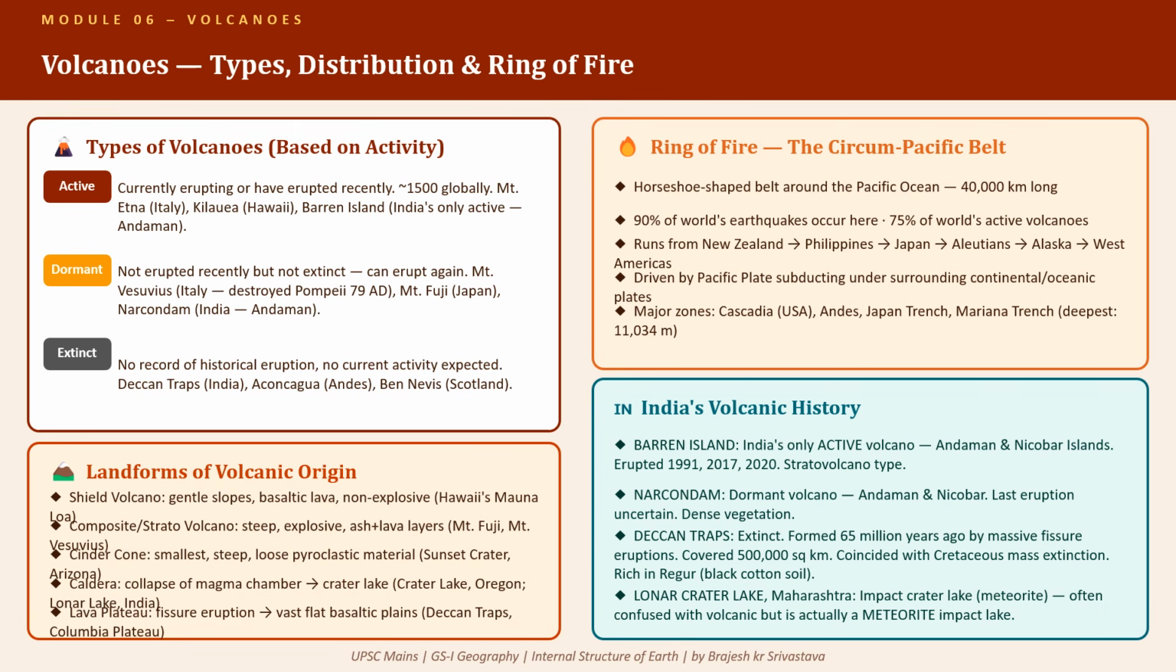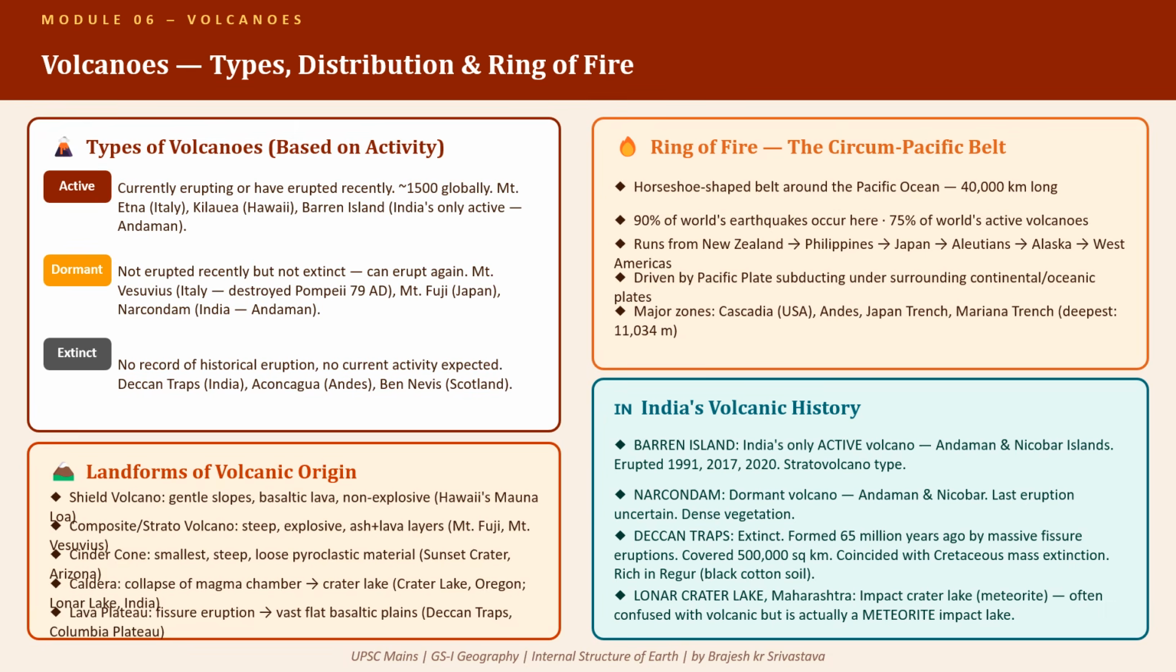The Ring of Fire. This is the dramatic horseshoe shaped belt around the Pacific Ocean, about 40,000 kilometers long. It produces 90% of the world's earthquakes and contains 75% of the world's active volcanoes. The Pacific Plate is being subducted under surrounding plates on all sides, creating trenches, island arcs, and coastal volcanic mountain ranges all around the Pacific Rim, from New Zealand through the Philippines and Japan, across the Aleutians, down through Alaska, and along both coasts of the Americas to the Andes.